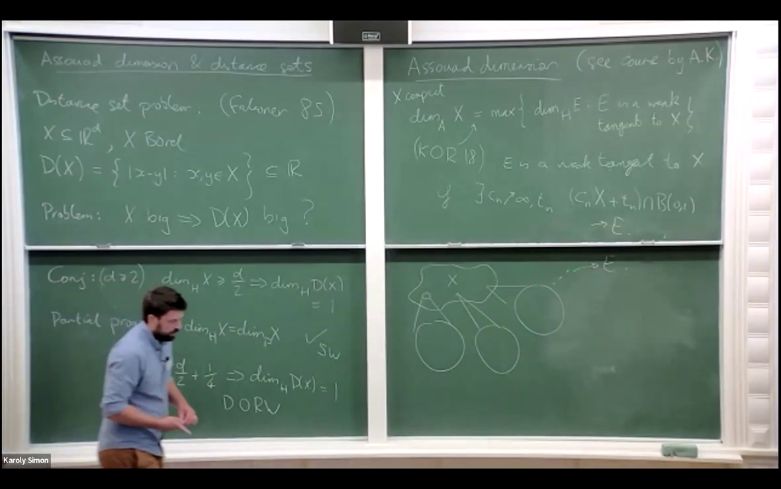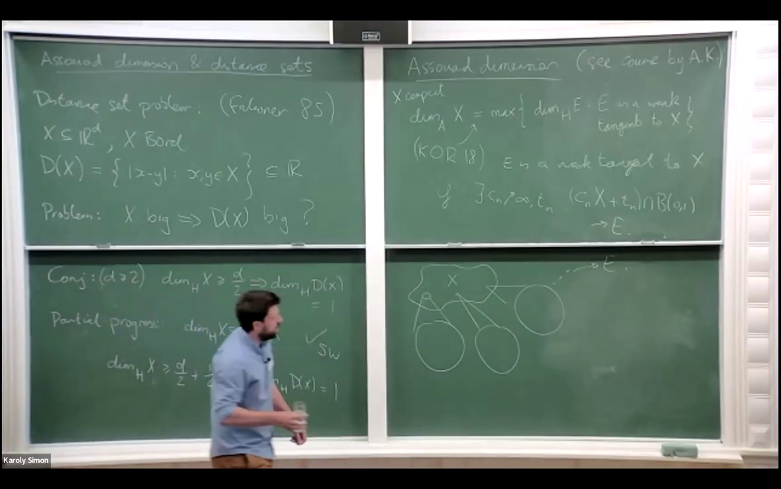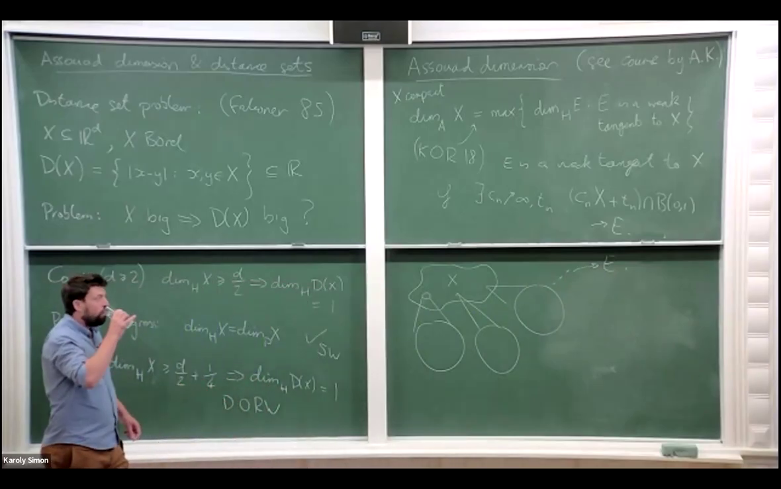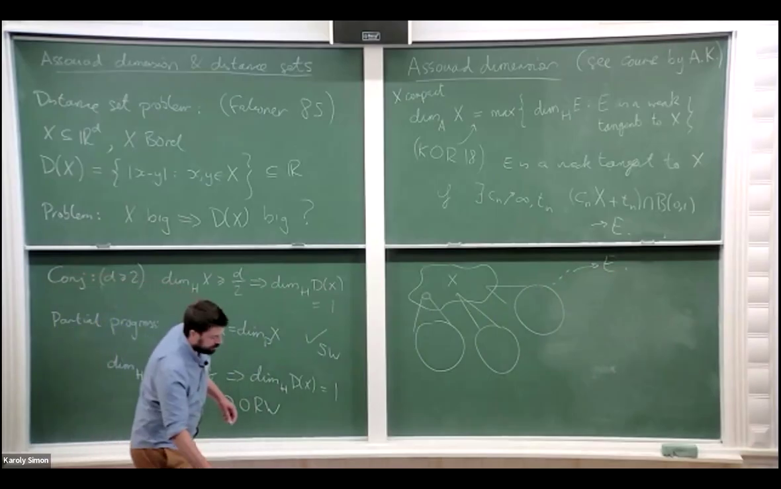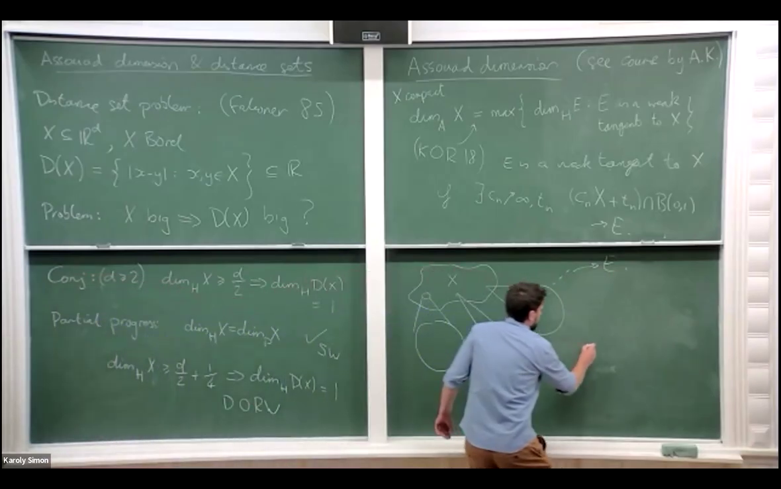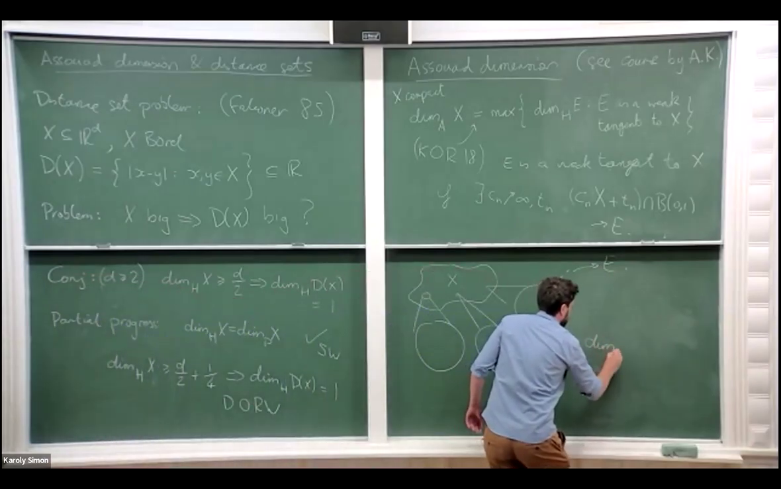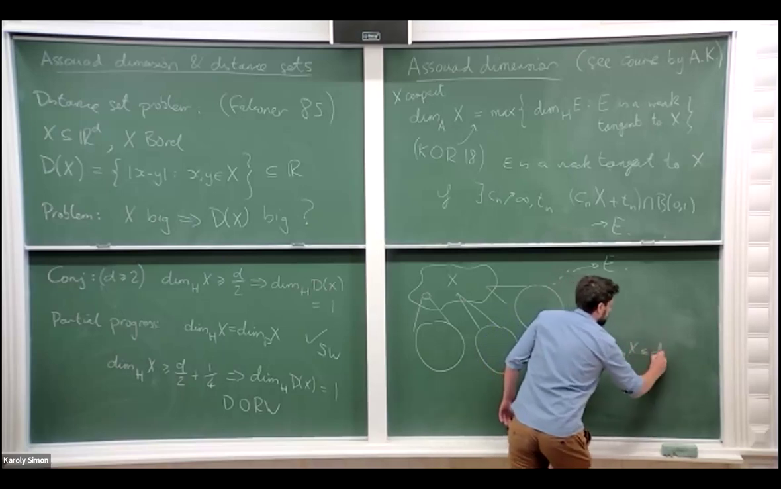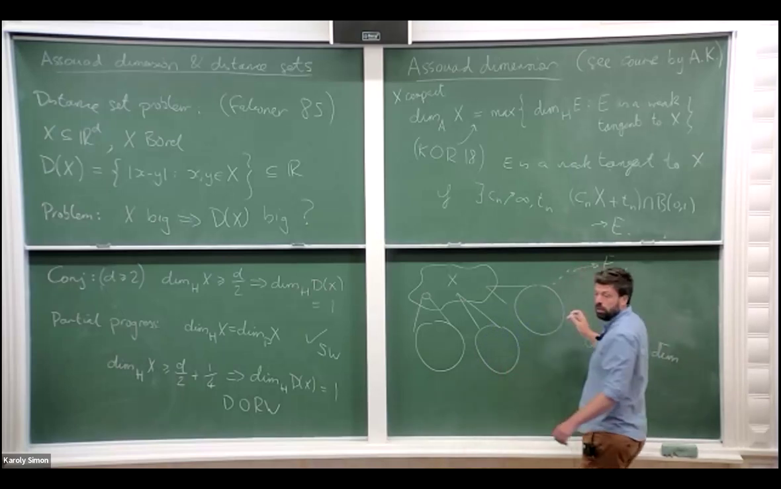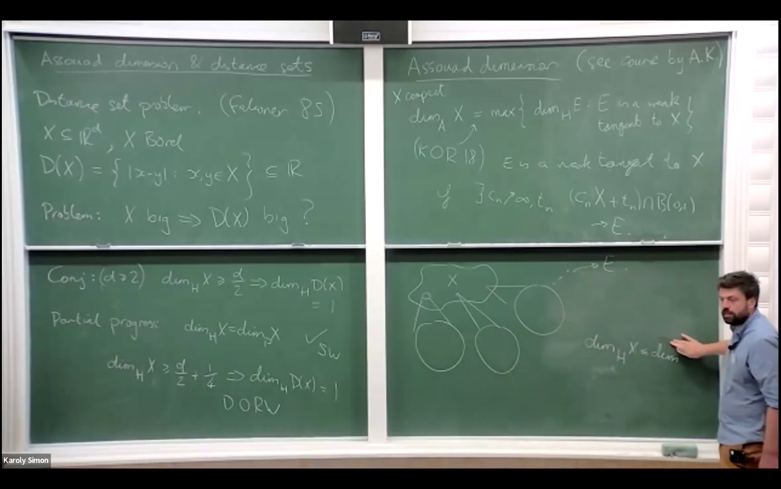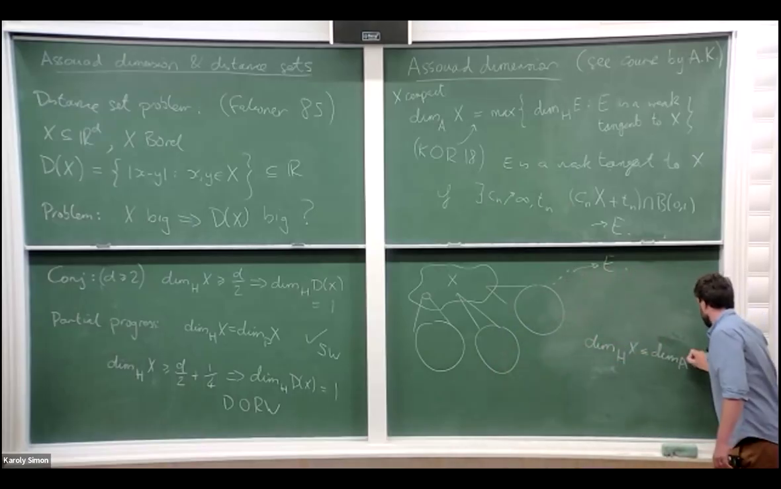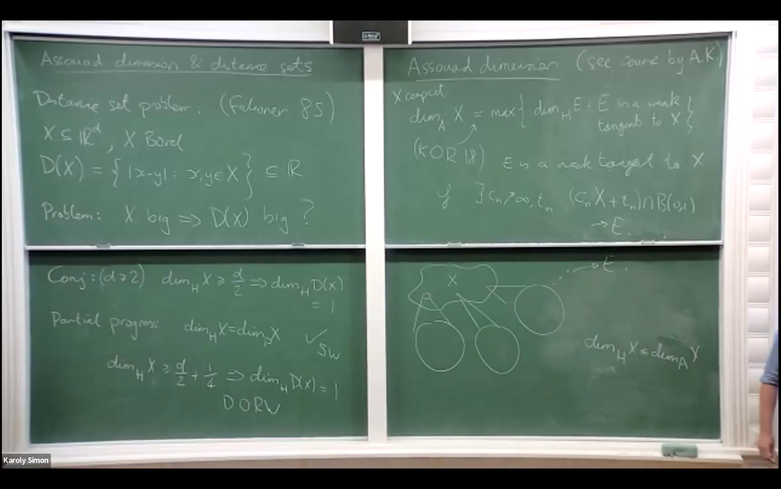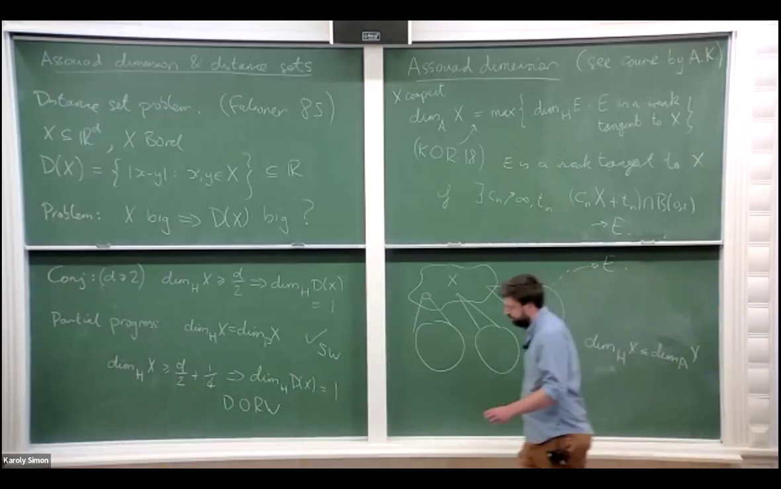Okay, so I want to say things about the Assouad dimension. And maybe it's useful to recall, Richie already said this yesterday, but the Hausdorff dimension is always a lower bound for the Assouad dimension. That's perhaps useful to keep in mind.